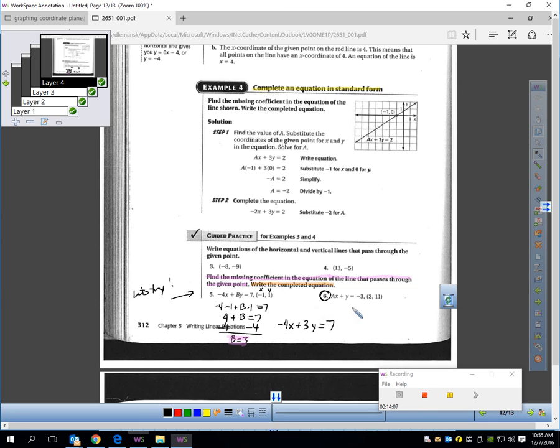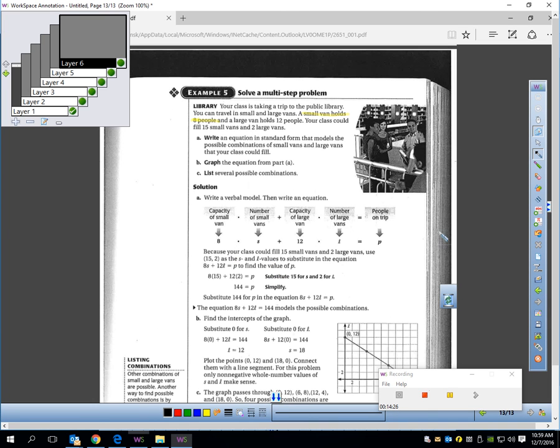Pause the video. And now I'm restarting the video. When you work this out, you should have gotten a is -4, and there's my equation. When I put -4 in for a, there's an equation in standard form. Last part of the video, you'll have story problems that they will ask you to set up an equation, and sometimes it's easier to set up an equation in standard form.